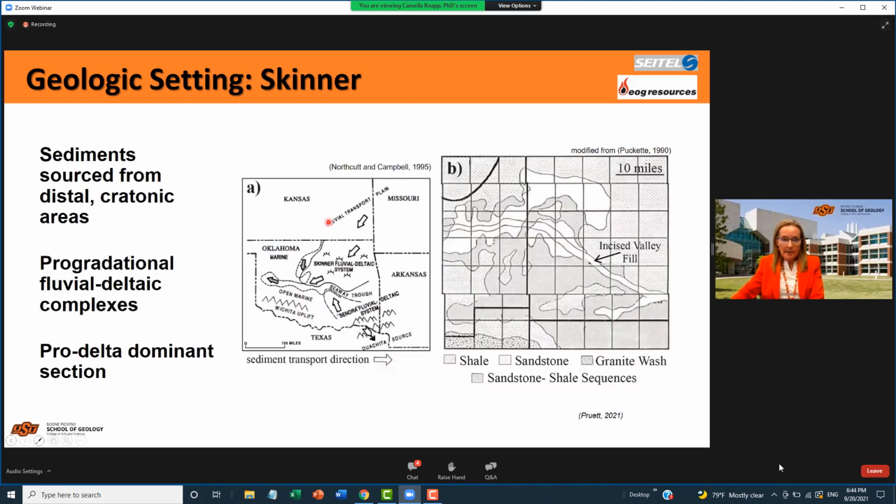Skinner, here, showing the paleogeography of the mid-continent during Skinner deposition and local depositional environment southeast of our study area. But the Skinner is one of the Desmoinesian sequences composing the Cherokee group. It is dominantly sandstone and shale, representing highstand progradational fluvial deltaic complexes that were incised by lowstand valleys, subsequently filling and forming the reservoir trends.